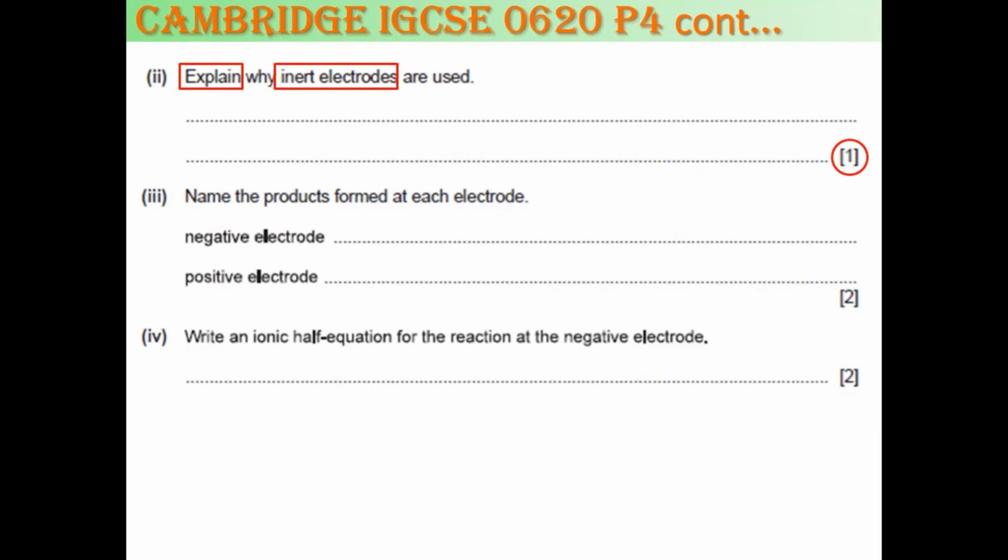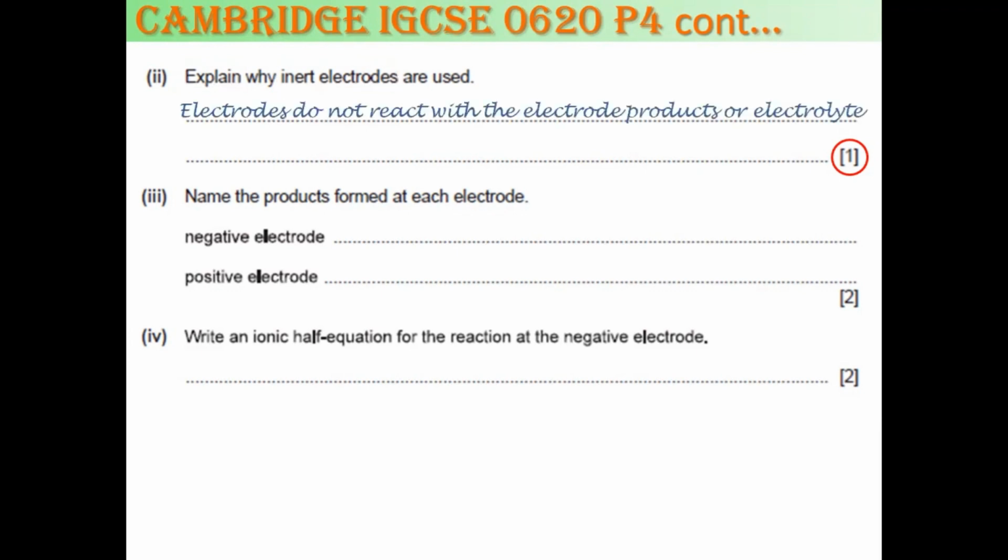So what is it they want? They want you to explain why inert electrodes are used. The answer there is straightforward. It is because the electrodes do not react with the electrode products or electrolyte. You'd find for this question, they could have given the mark for simply saying electrodes do not react. I've used electrodes here to avoid using pronouns. This is one thing that you'll have to learn in exams. Avoid making use of pronouns. Just use the noun itself.